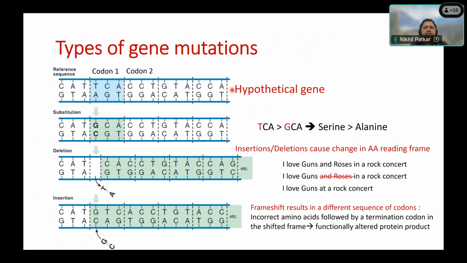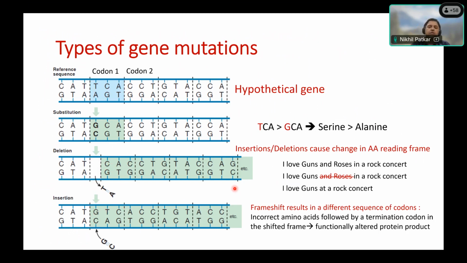So herein, let us say you have one hypothetical gene where there is a TCA which encodes for one codon. Here you can see that the T changes to a G mutation, and TCA, which codes for serine, now gets changed to GCA, which codes for alanine. You can also similarly have deletions or insertions in the amino acid reading frame. Here, instead of a TCA, the T gets deleted, and therefore the reading frame shifts by one nucleotide towards the left, as a result of which the entire coding sequence downstream of this deletion or insertion gets changed.